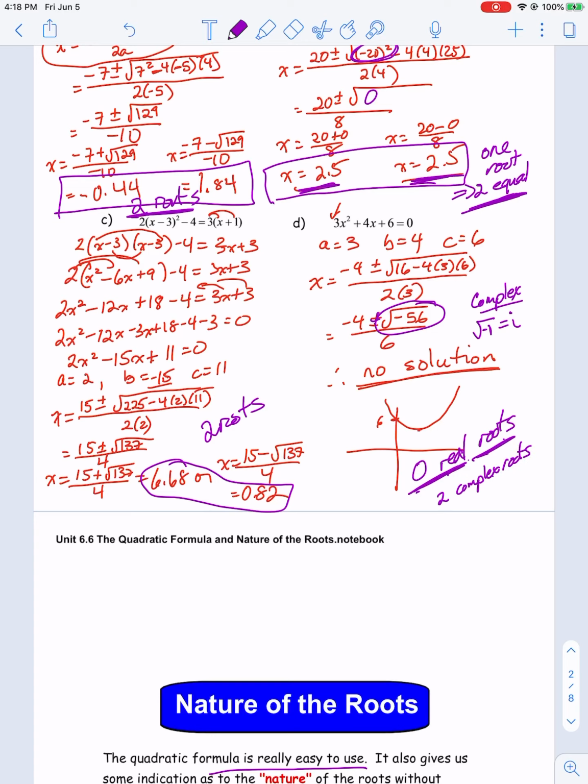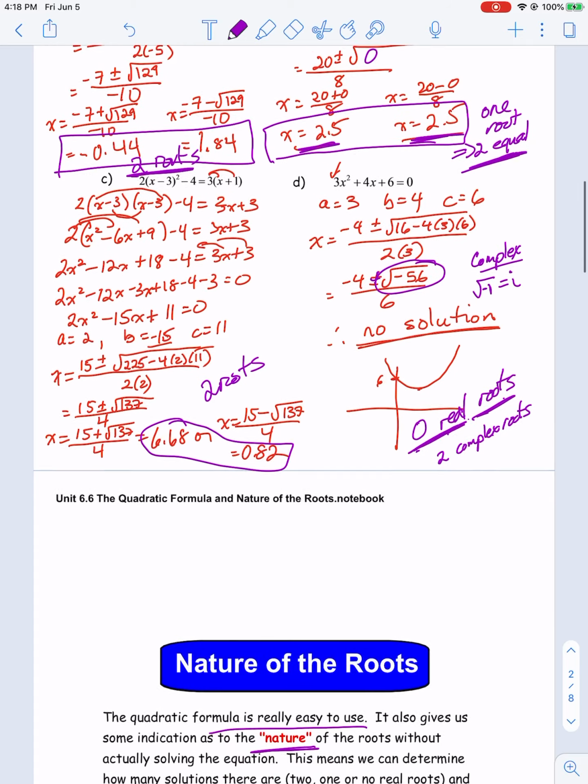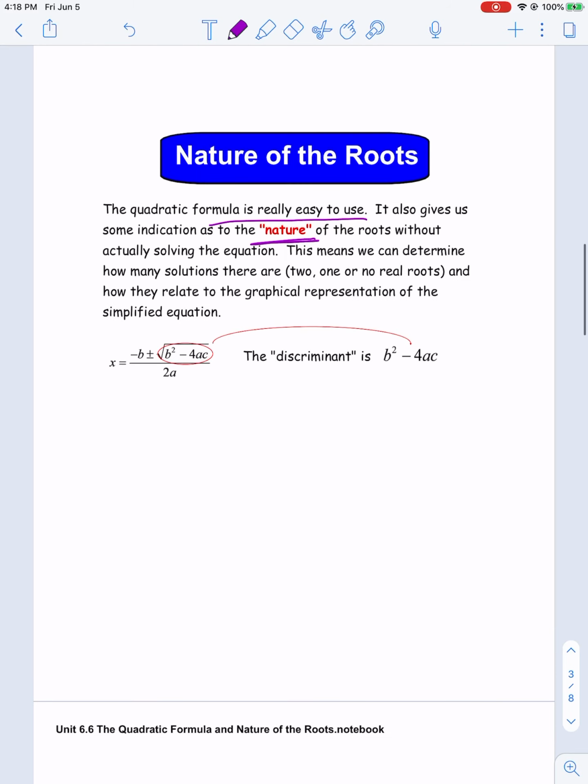I don't really want to get too much more into that. When you give me an answer, you can say zero real roots because we're only dealing in the real number system. We only want to deal in the real world. We're not trying to deal in the complex world, okay? Just the real world. So we can determine how many solutions there are, two, one, or no real roots, and how they relate to the graphical representation of a simplified equation.